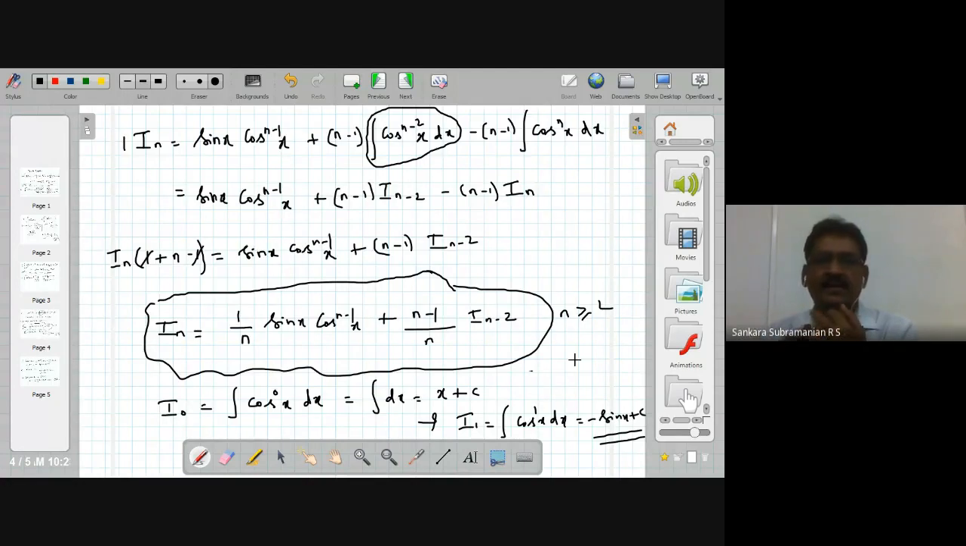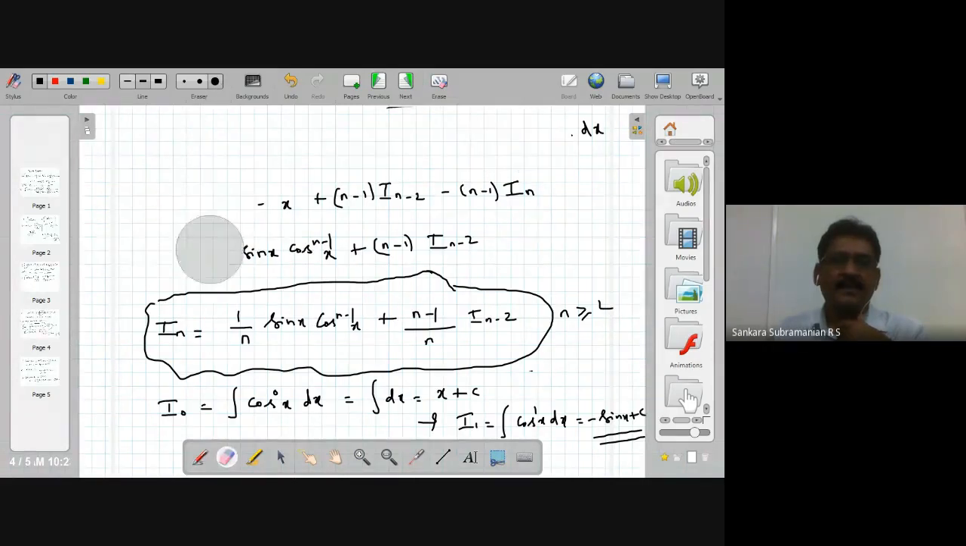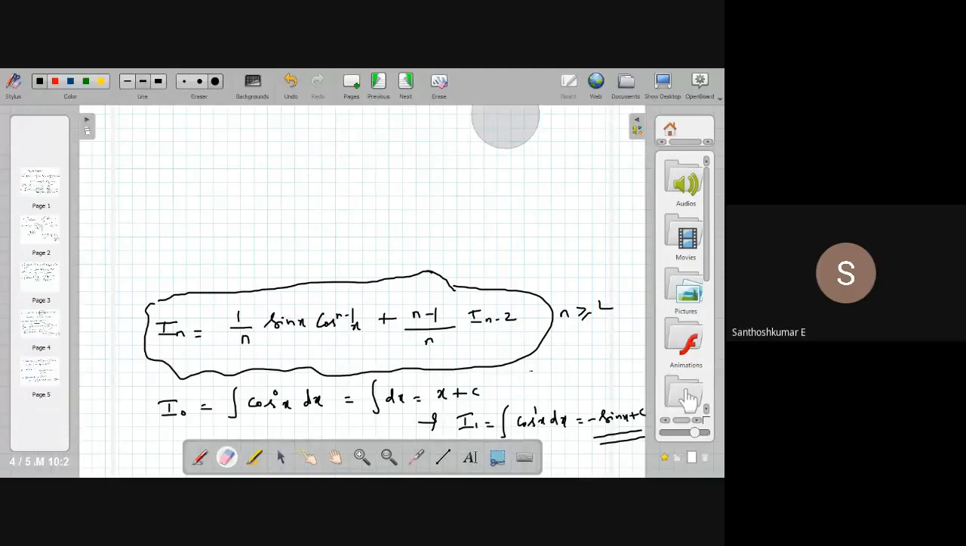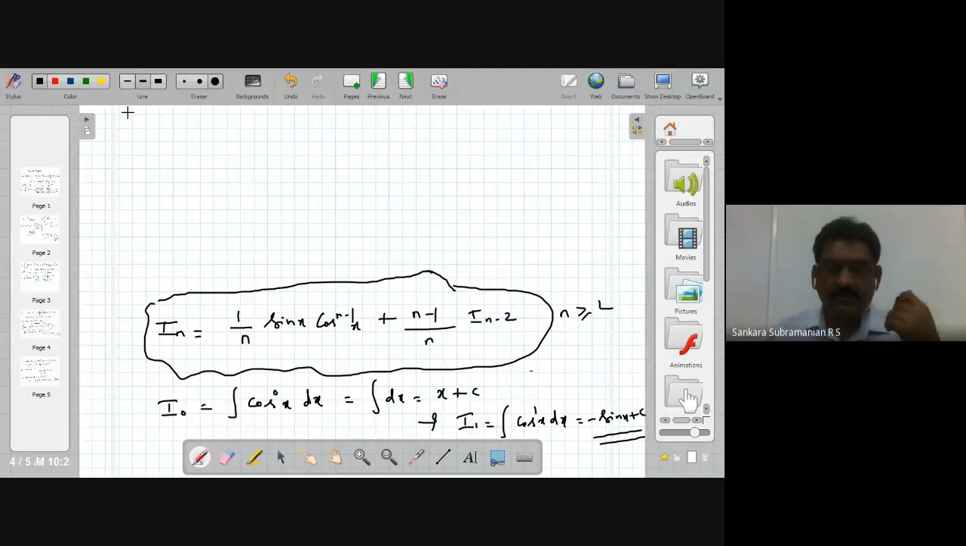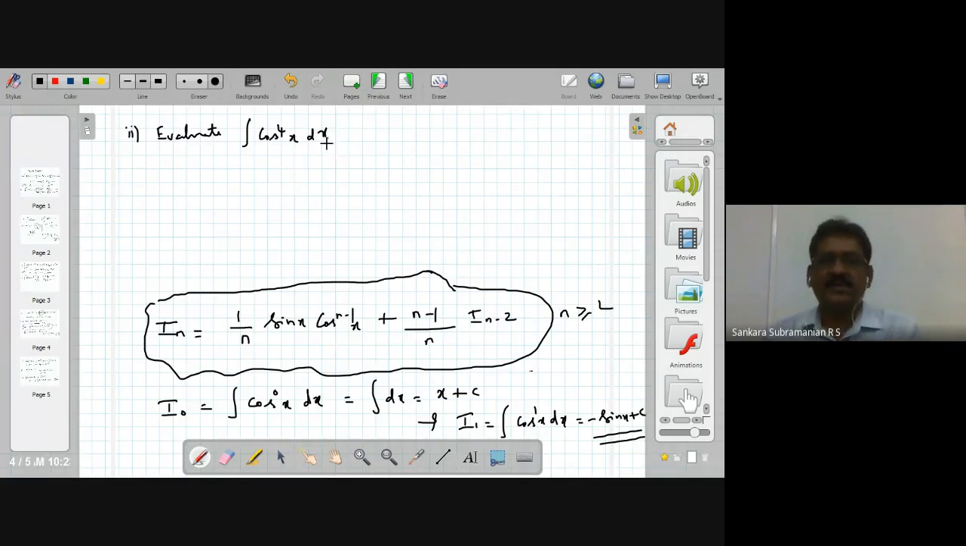So shall we find it? Evaluate integral cos power 4x dx. That is the question. They usually give it as 'and hence evaluate'. So in this subdivision, evaluate integral cos to the power 4x dx. Usually we write cos square x as 1 minus cos 2x by 2, square it and do all that. But in this place, that is not needed.